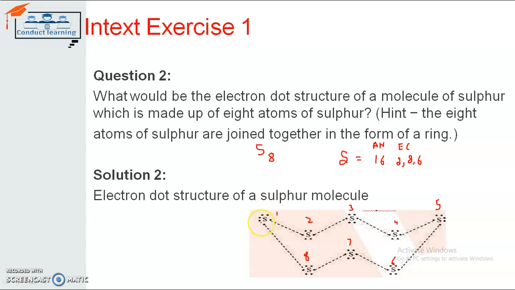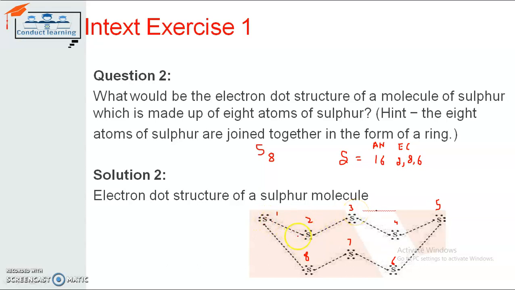Sulfur has 6 electrons in its outermost shell, but it will share only 2 electrons with the next sulfur atom, so that they can form a covalent bond and complete their stability. This sulfur atom shares one of its electrons with the second sulfur atom, and the second sulfur atom shares one of its electrons with the third. So the second atom shares two of its electrons, with S1 and S3.